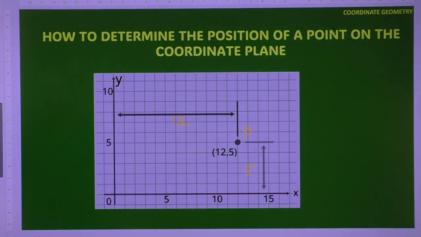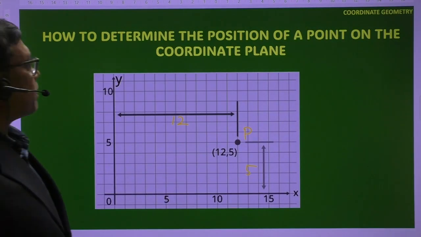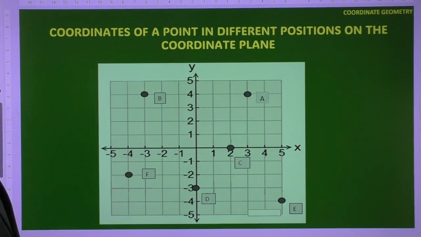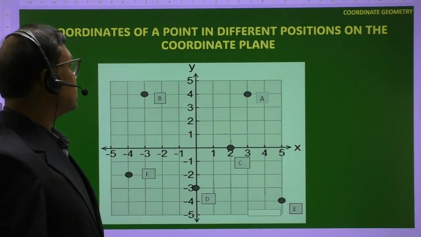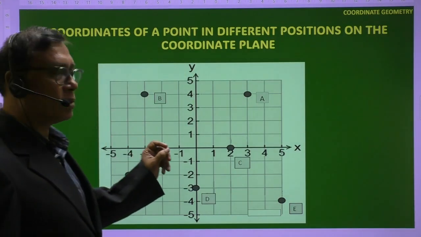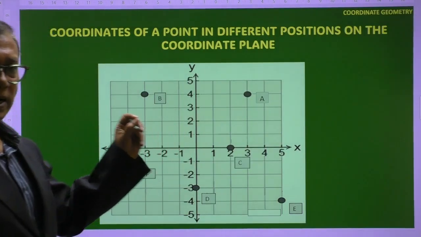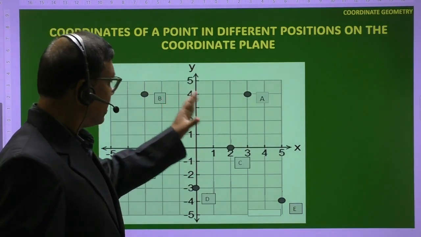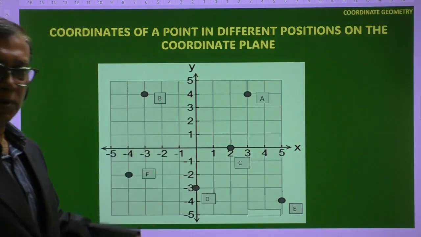Now, how to determine the position of a point on the coordinate plane, that part I have discussed. Now, coordinates of a point in different positions on the coordinate plane. Just now I have discussed how to find the coordinates of a particular point. Now we are taking different points on different positions.